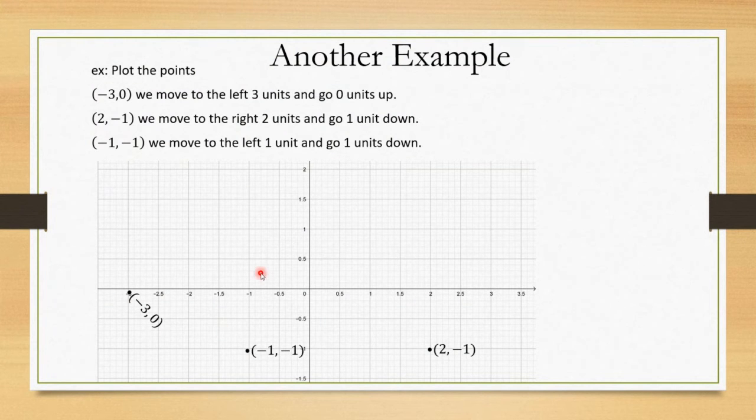With (-3, 0), okay? Right, so what do we do? We have to find -3 on the x-axis, right? Now, since it's negative, of course, we have to go to the left. We go 3 units to the left. Boom, we're at -3. Now, do we go up or down? Well, since the y coordinate is 0, we're not moving at all. We are not moving up, and we're not moving down either. Okay? So the y coordinate is 0. We don't move up or down at all. So we're good.